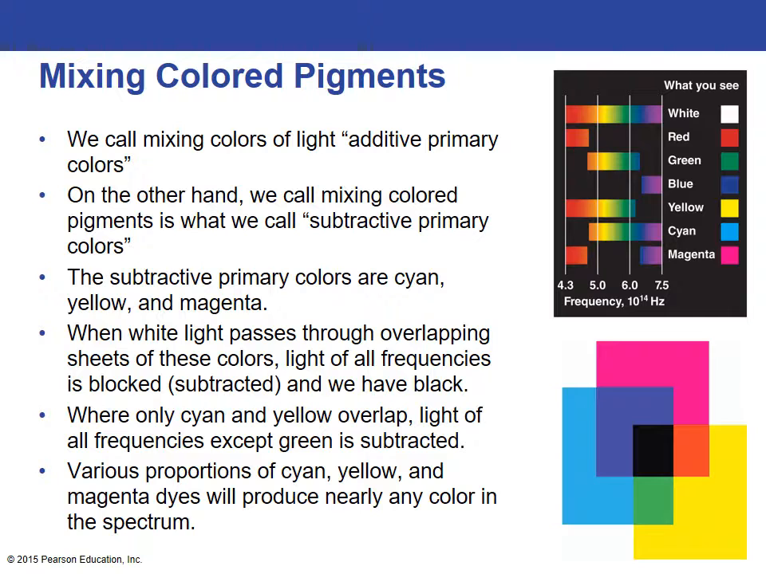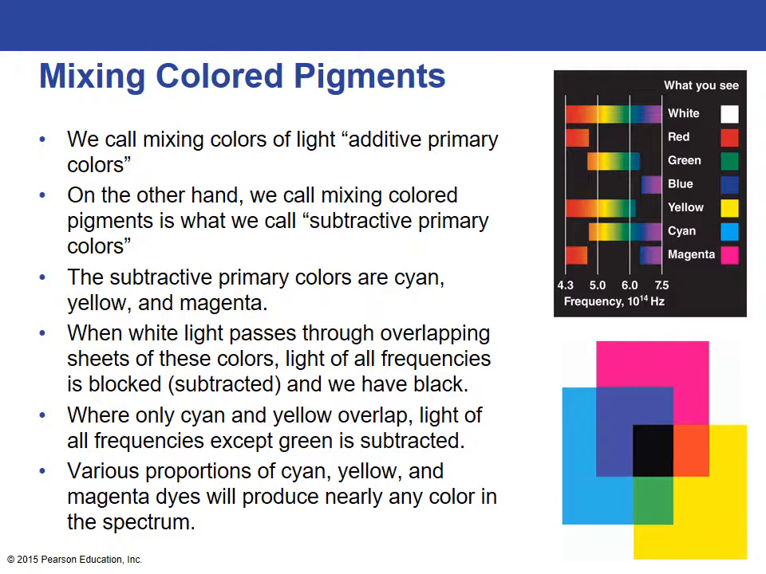So as I mentioned before, when we mix colors of light, we get different colors than what we think of when we mix pigments, like paint. When we mix colors of lights, we call that additive primary colors. The additive primary colors of light are blue, green, and red. Now, on the other hand, when we mix colored pigments, we call this subtractive primary colors. It's essentially the opposite of the additive primary colors. And the primary subtractive colors for pigments are cyan, yellow, and magenta.